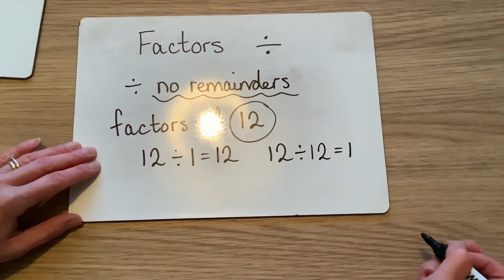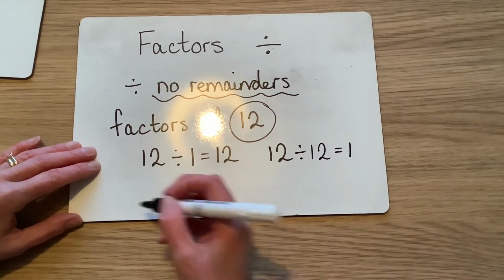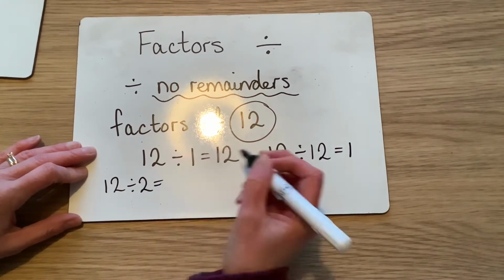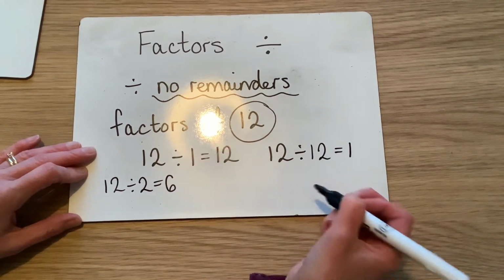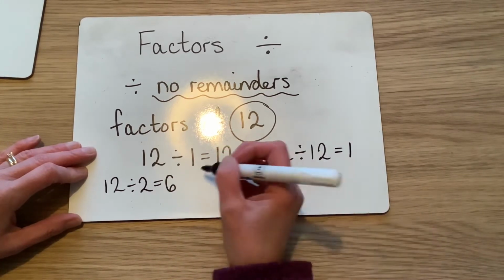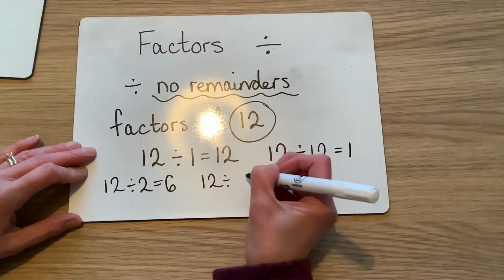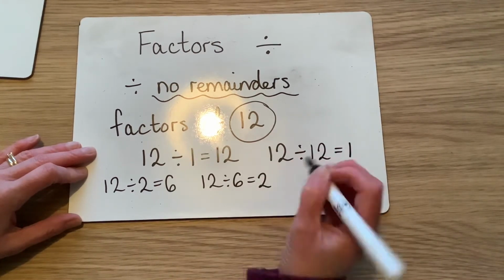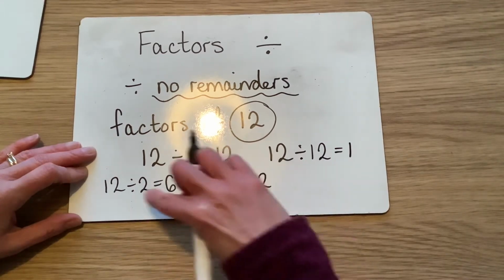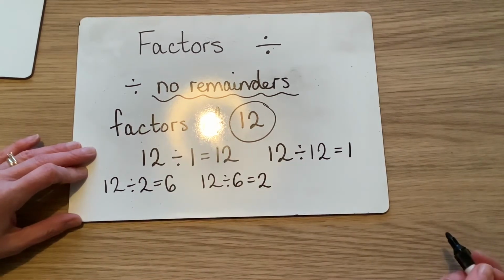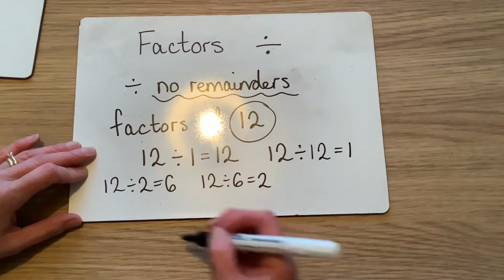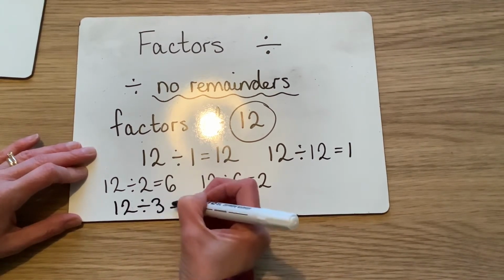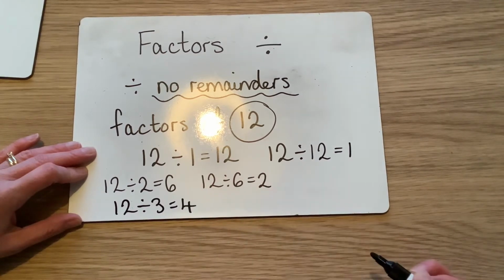But what else can 12 be divided by? Well, 12 can be divided by 2 because we know that 12 divided by 2 is 6. What else can 12 be divided by? Yep, it can be divided by 6. 12 divided by 6 equals 2. Take the same numbers, turn it around. What else can 12 be divided by? Well, you're right, it's in the 3 times table as well. So 12 can be divided by 3, and that gives me the answer 4.